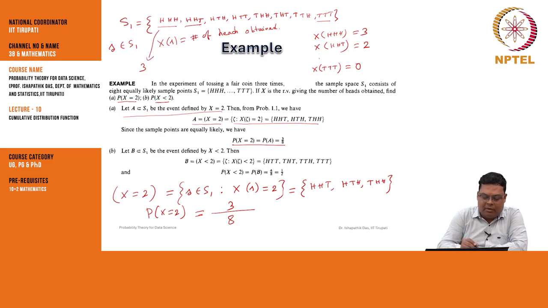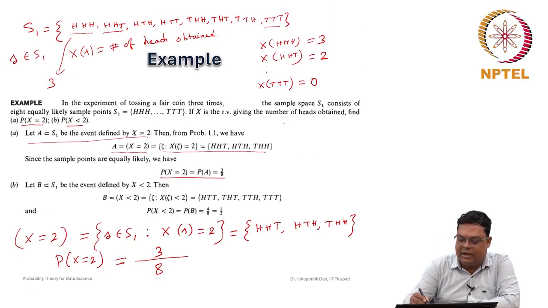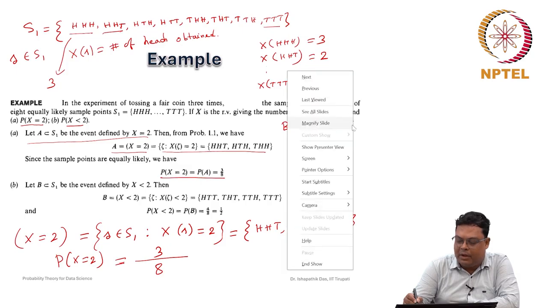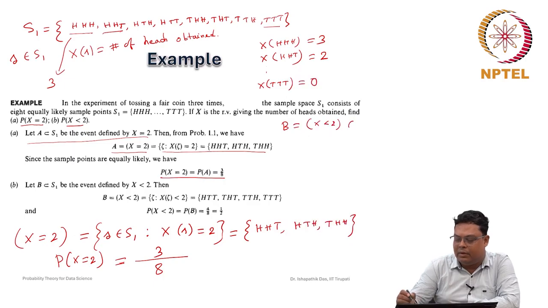Now, another set we want to take: B is equal to x less than 2. Suppose B is equal to x less than 2. It is a subset of S, and it belongs to the sigma algebra, the sigma field. So this will be a subset of S 1 actually. How will we define this?